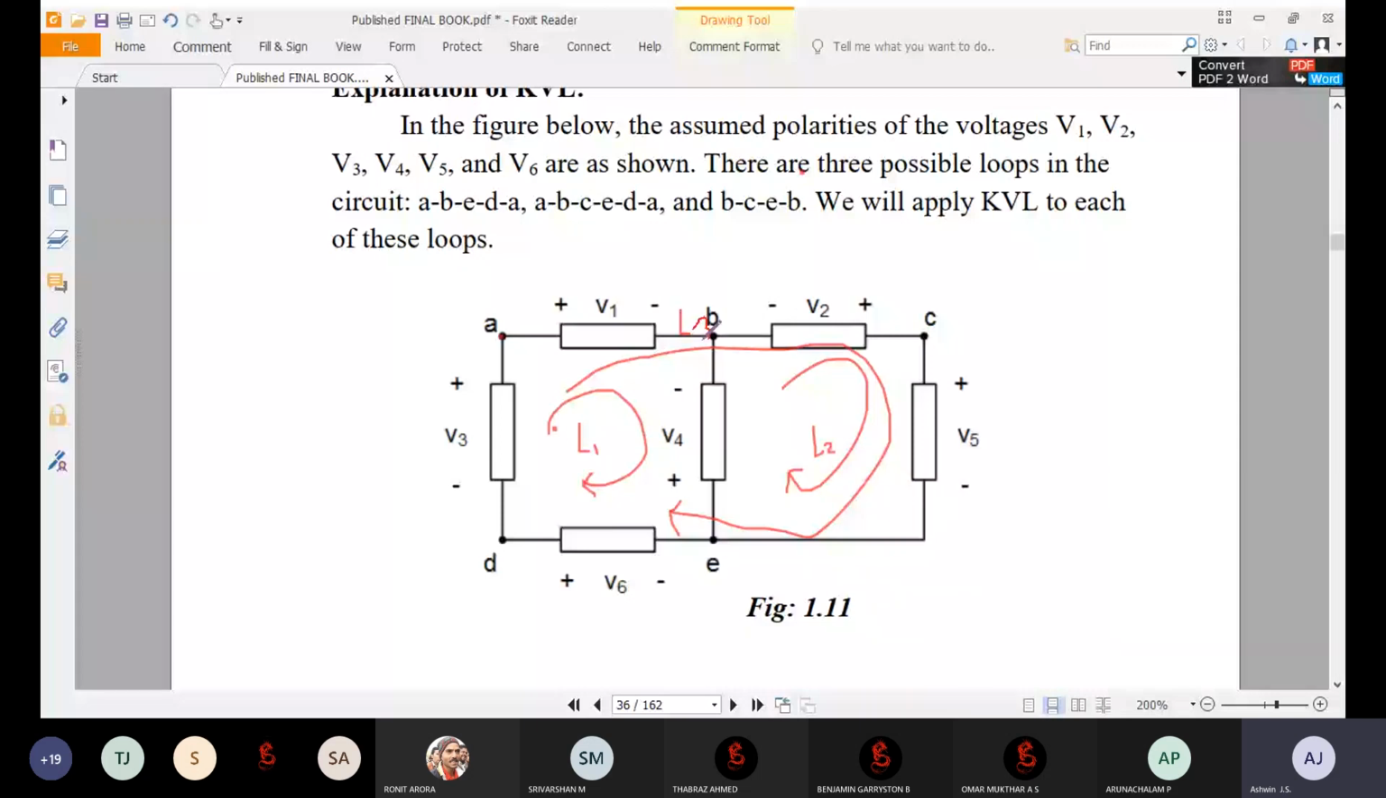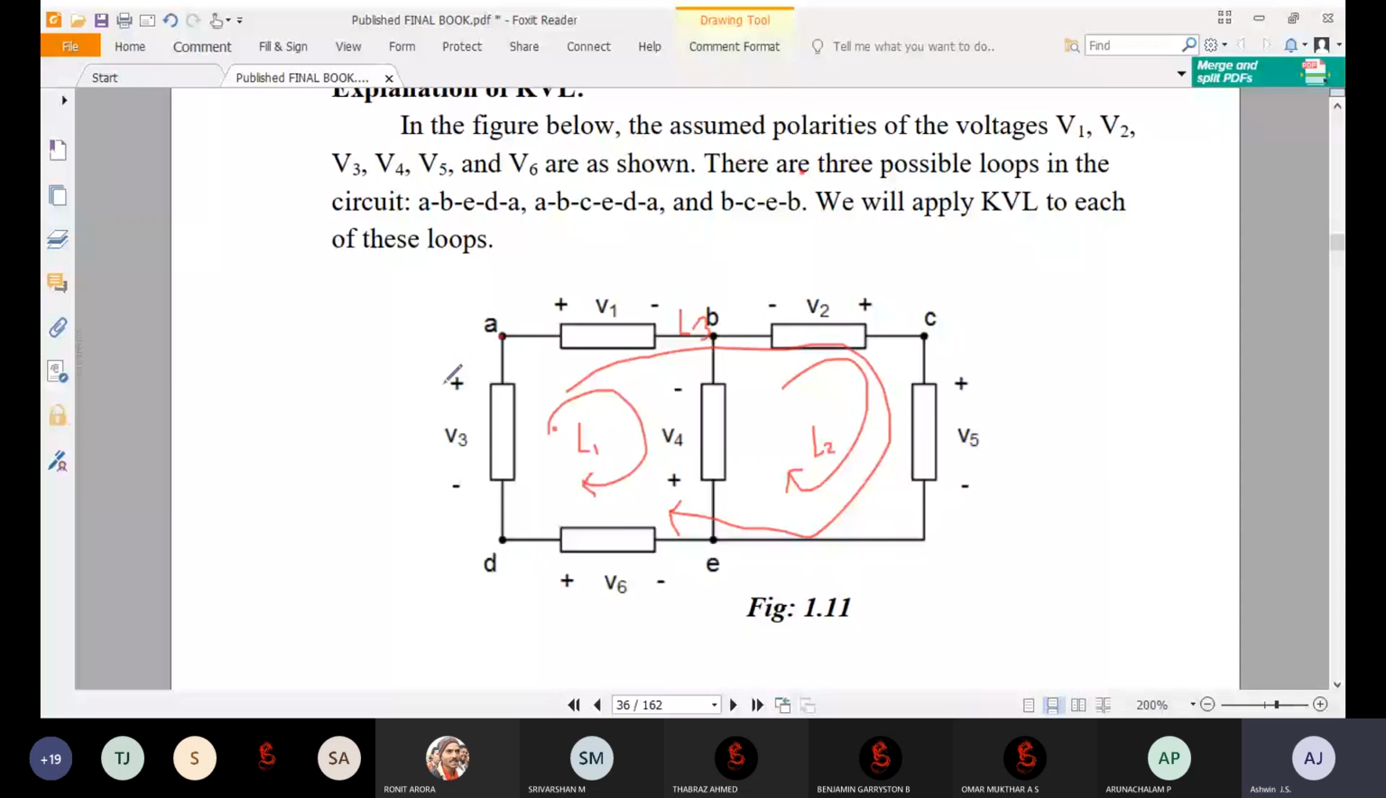Okay, so if you are considering loop 1, I will start with A and flow to B, and from B to E I will go, and E to D I will go, and D to A I will complete one complete loop. Okay, I want to do the analysis in this. If I'm going this way, look at that, from A to B I'm going to cross the voltage from positive to negative. Look at B to E, it is in the opposite sign, right? So I'm going to cross from minus to plus, and E to D is also minus to plus, and D to A also minus to plus.